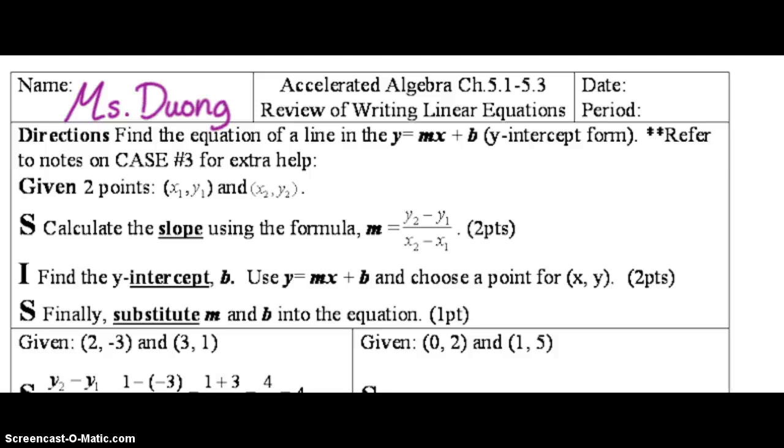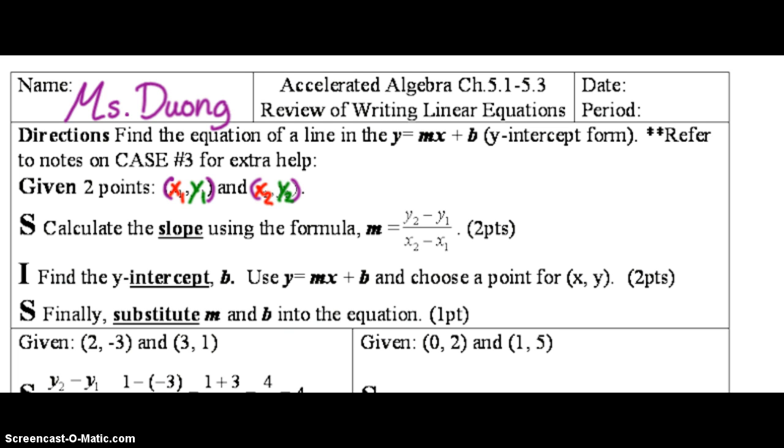This is just a review for writing the linear equation given three different cases or three scenarios covered in Chapter 5. Case number 1 was covered in Chapter 5, Section 1, where you're given the slope and the intercept, and you simply have to substitute. Chapter 5, Section 2, you were given the point and the slope, where you had to find the y-intercept and then substitute the values into slope-intercept form.